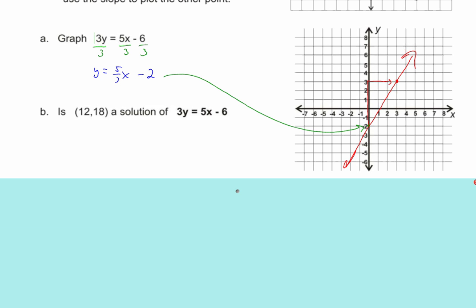it's true. So the y is 18. Be careful. Make sure it goes in for the y. The x is a 12. 3 times 18, 36, 46, 54. 5 times 12 is 60 minus 6. Oh, look at that. 54 does equal 54, and therefore the answer would be yes.